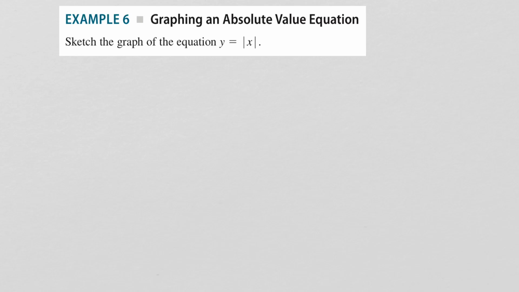This is kind of a special graph. It's one that you should try to memorize. Again, I'm just going to plug in the same values of x that we plugged in last time, but this time it's pretty easy to get the y values. So when x is 2, we're just going to take the absolute value of 2, which is 2. When x is 1, the absolute value of 1 is 1. Absolute value of 0 is 0. Now, when you plug in negative 1, the absolute value of negative 1 is positive 1, and the absolute value of negative 2 is positive 2.